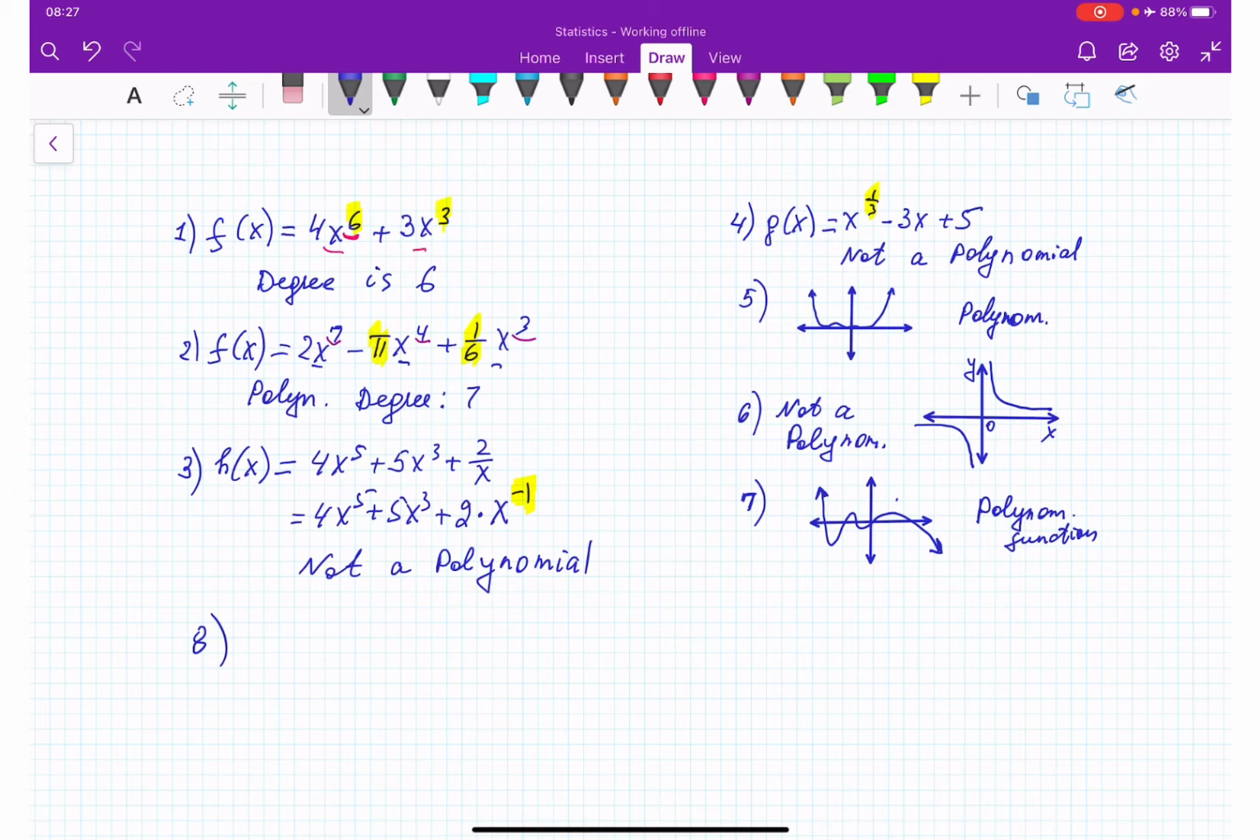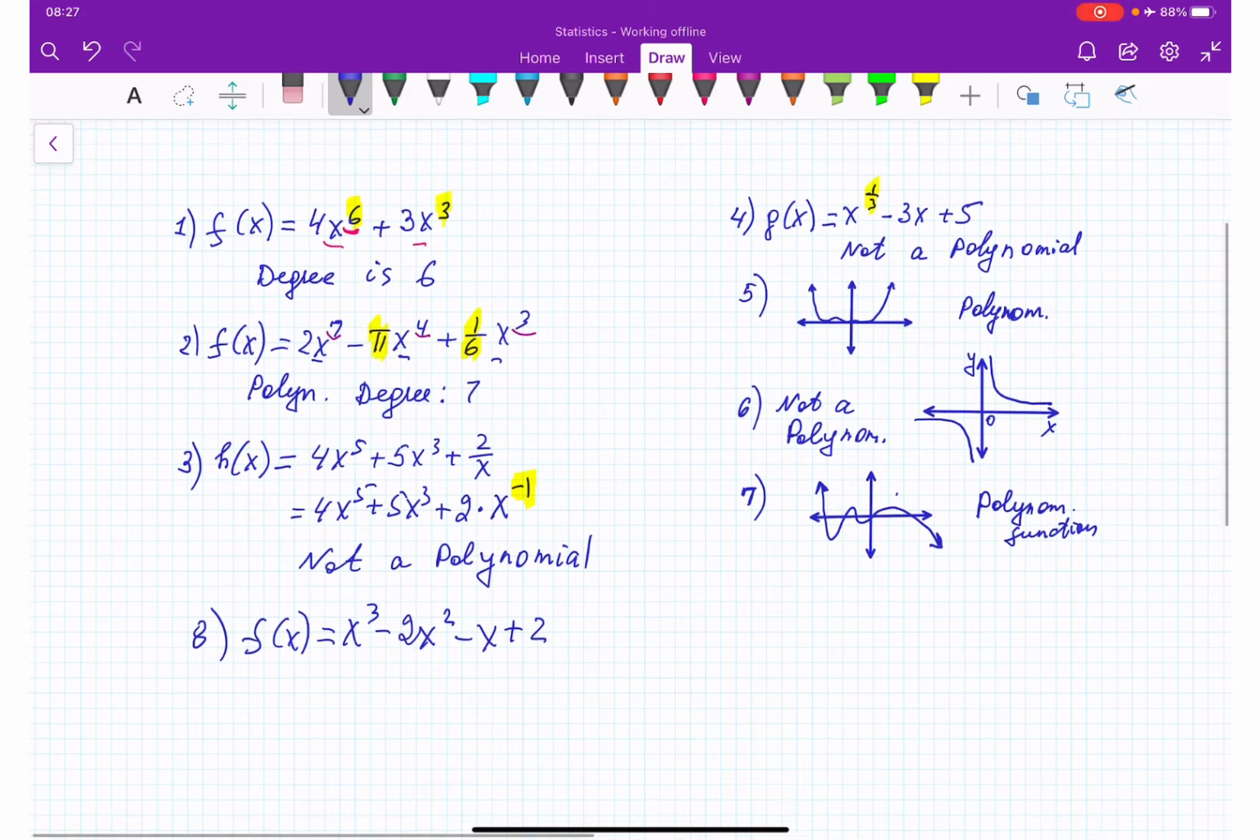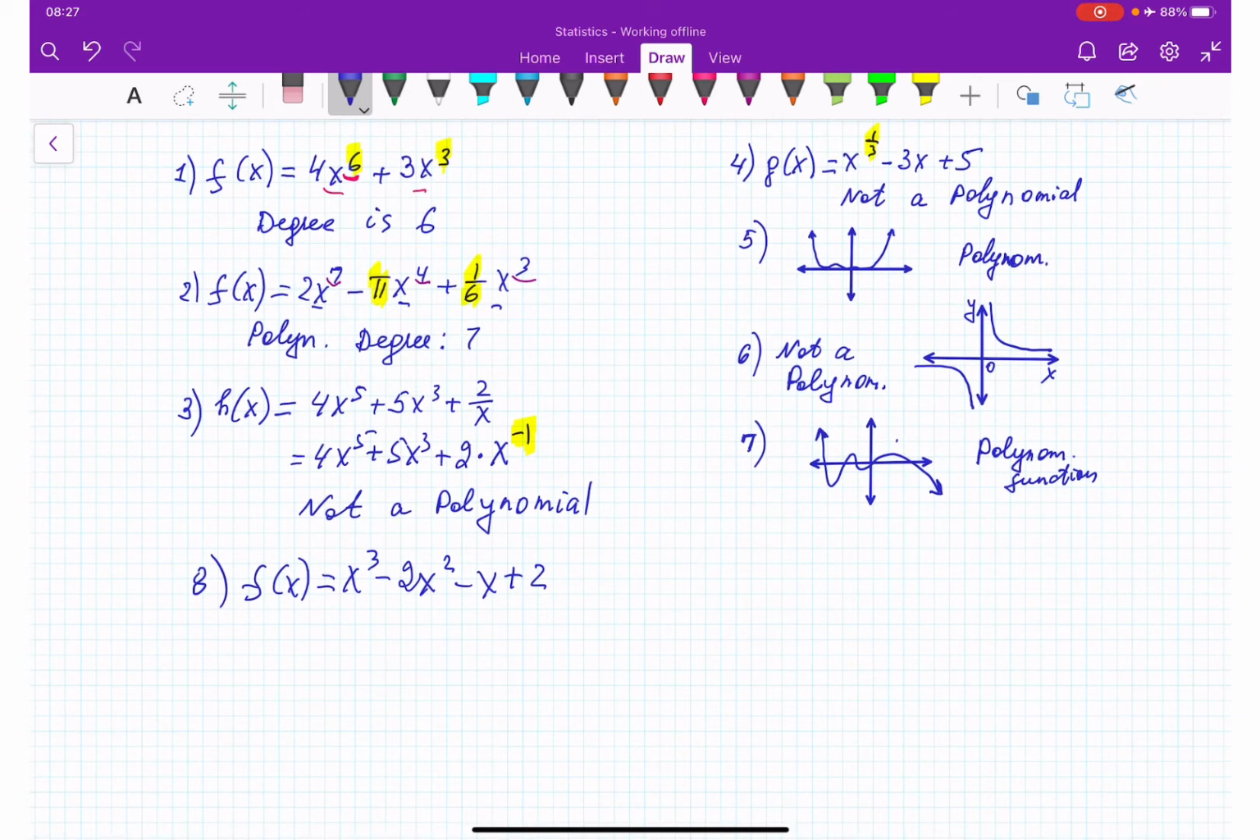So we have the function f of x is equal to x cubed minus 2x squared minus x plus 2. Okay, so this is a polynomial, obviously, because all degrees are positive, and we don't have fractional degree, and we don't have negative degree. So therefore, it's a polynomial function. Now, we are going to build the graph. We are going to learn how to graph a polynomial function.